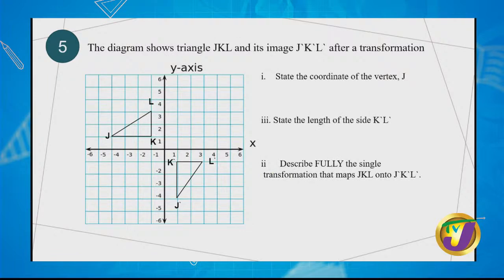Now the diagram shows a triangle JKL and its image J prime, K prime, L prime after a transformation. They want us to state the coordinates of the vertex J, state the length of the side K prime L prime, and describe fully the single transformation that maps JKL onto J prime K prime L prime. And here we have that build up again that we were talking about. All they asked in part one was just to state the coordinate of J.